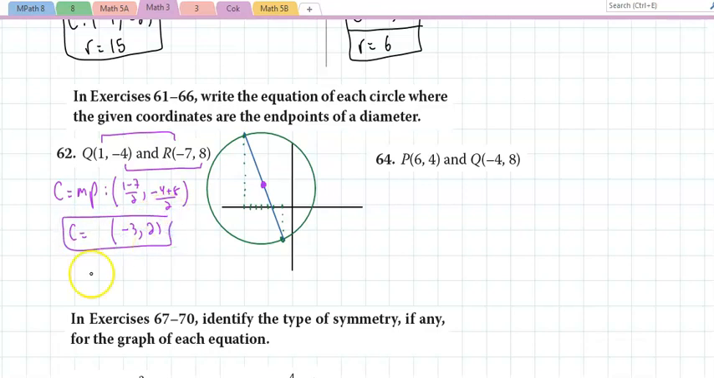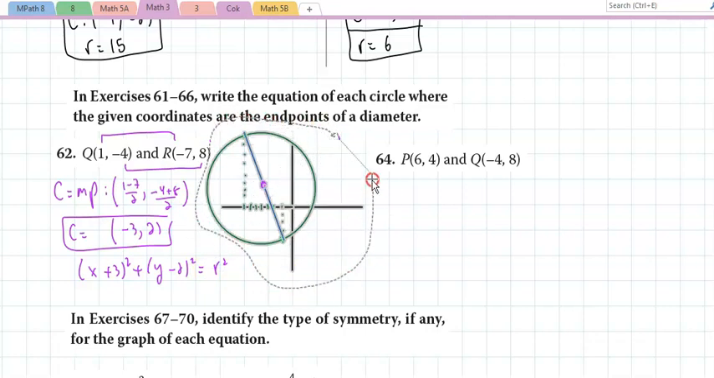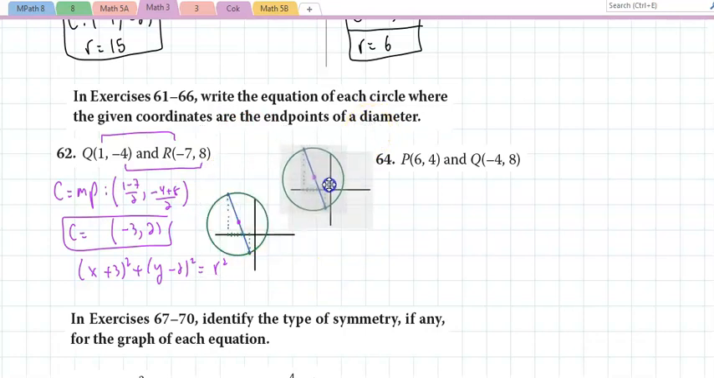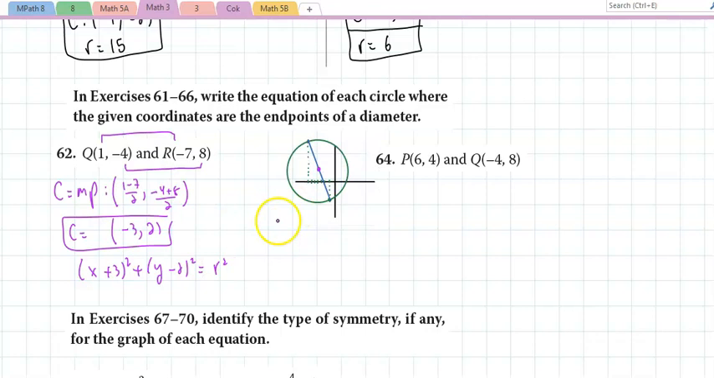I know that the equation is x plus 3 squared plus y minus 2 squared equals r squared. All I have to do is figure out what r is, and again, this graph is not part of it. I'm going to shrink that and push it to the side. The book uses the distance. We have a quicker way.